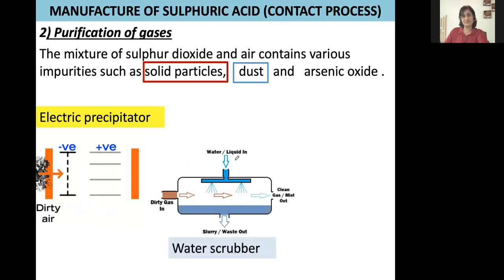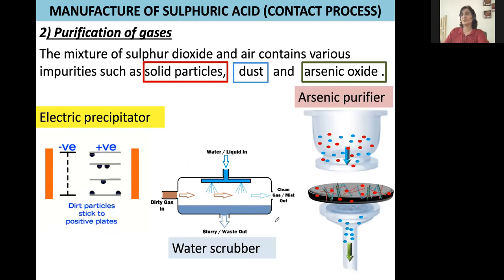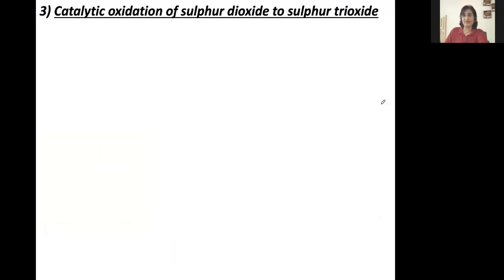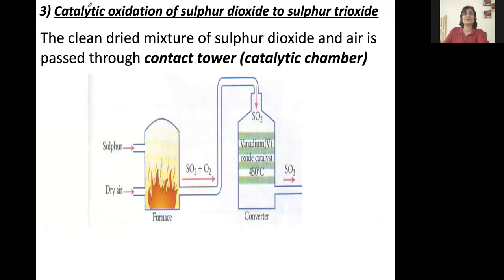How do we remove the dust? Simply by passing it through water in water scrubber. So water will take away the dust from the gases. And you have arsenic oxide, which can be removed from an arsenic purifier. So thereby all these impurities can be removed. And then this pure gas or purified gas is oxidized, catalytically oxidation of sulfur dioxide to sulfur trioxide. In which tower? That's the name of contact tower.